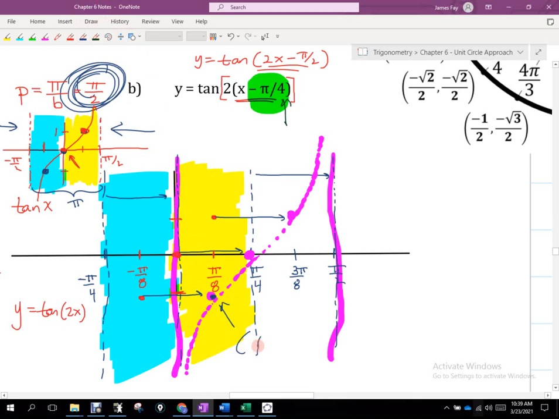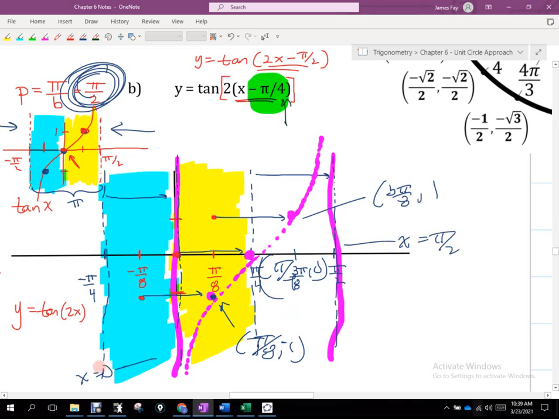that ordered pair, pi over 8, comma 1. That ordered pair, 3 pi over 8, comma 1. This would be a negative one there. I'd be looking at pi over 4, comma 0. Asymptote at x equals pi over 2. Asymptote at x equals 0. If I can find those features, then I know everybody's done it correctly, right?